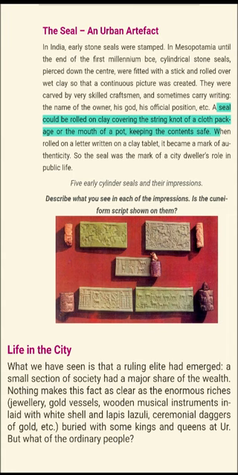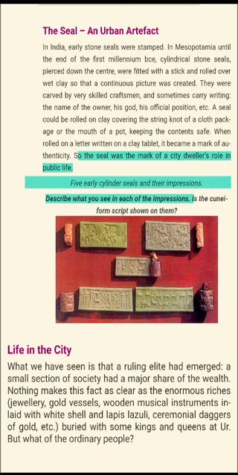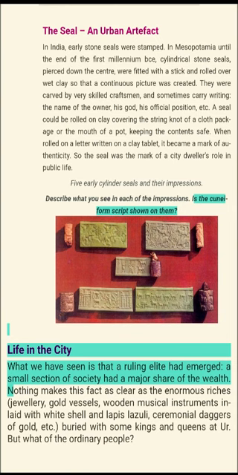A seal could be rolled on clay covering the string knot of a cloth package or the mouth of a pot, keeping the contents safe. When rolled on a letter written on a clay tablet, it became a mark of authenticity. So the seal was the mark of a city dweller's role in public life. Five early cylinder seals and their impressions.